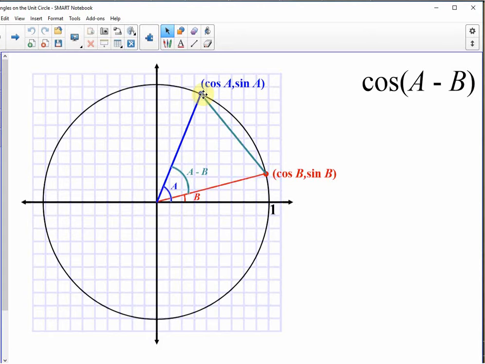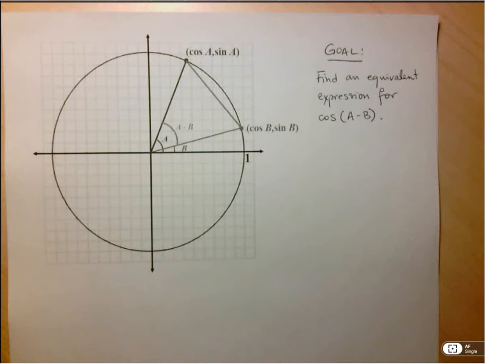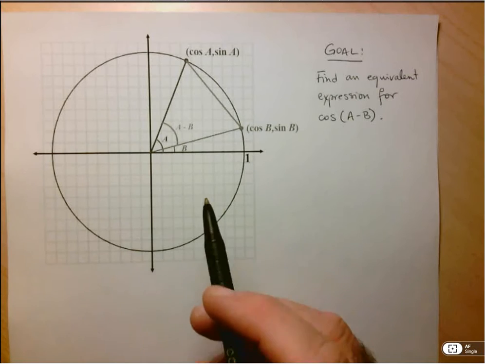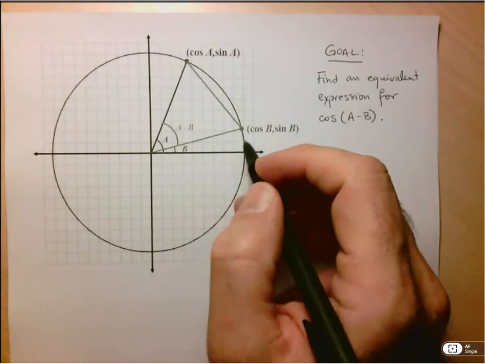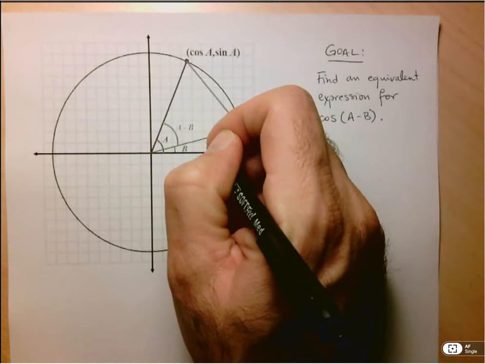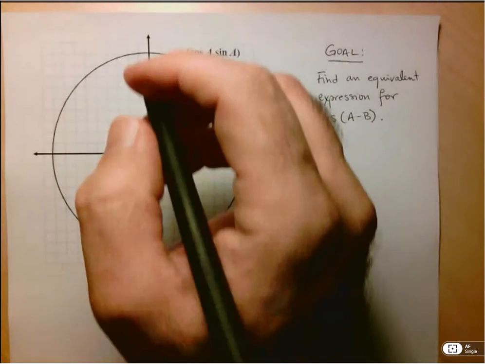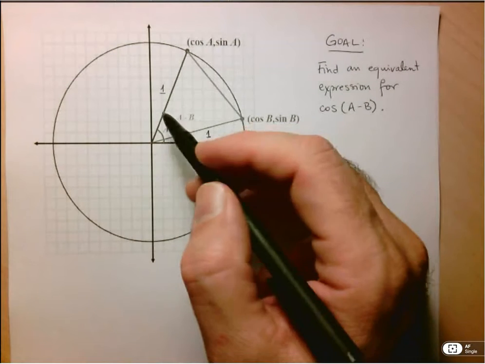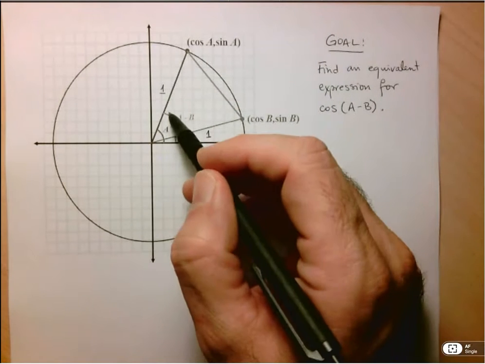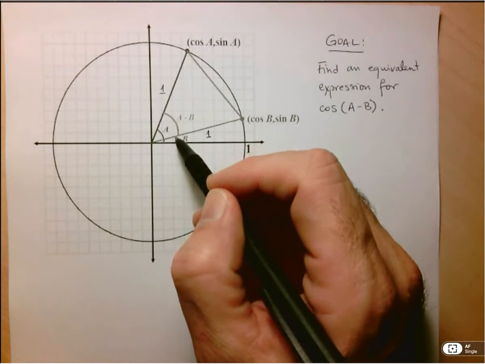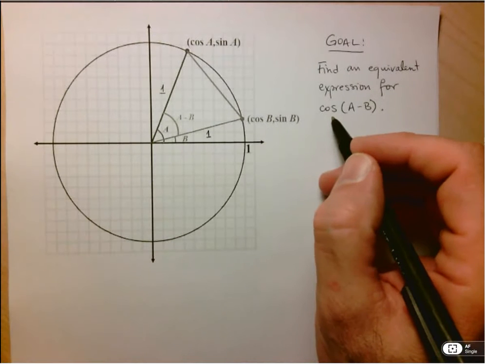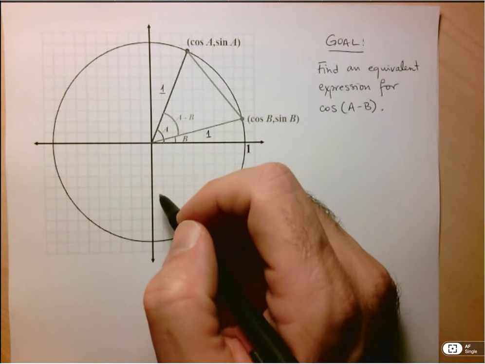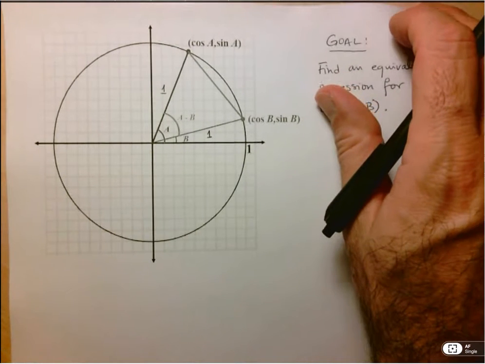Our goal now is to see if we can find an expression for cosine of A minus B, and let's see how we can do that. We've got our diagram here. Remember that because these two points are on the unit circle, the length of that side of the triangle is 1, and the length of this side of the triangle is also 1. We have two side lengths of the triangle, and I'm interested in the angle that joins those two sides, and also in discovering the cosine of that angle. This really looks like a prime candidate for the cosine law.